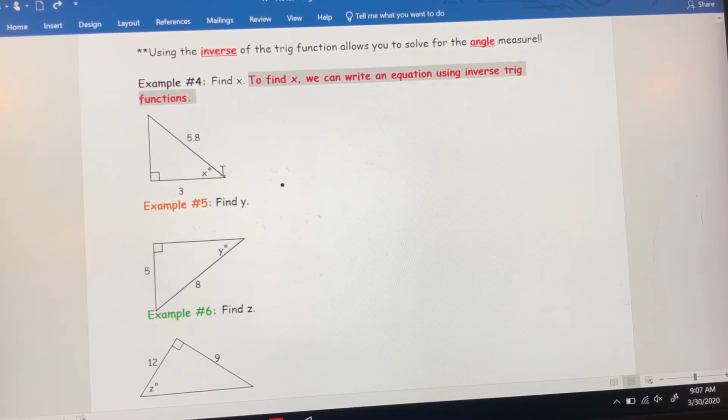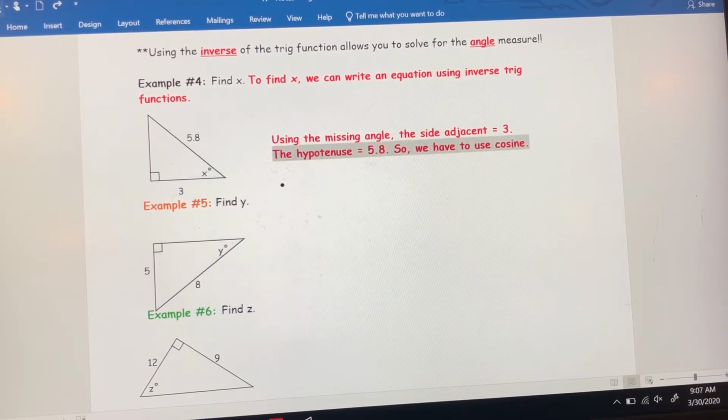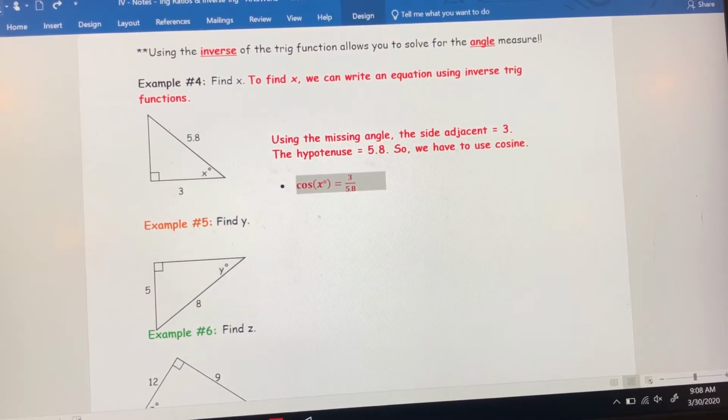So in example 4 here, we're going to find angle X. This side length is 3. This is 5.8. Relative to angle X, this would be the adjacent side, and this is always the hypotenuse because it's opposite the right angle. So we've got adjacent and hypotenuse, which means we're going to be using cosine. My equation is going to look like this: cosine of X equals 3 divided by 5.8.